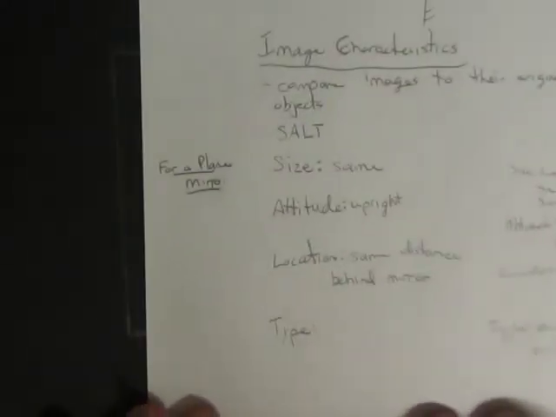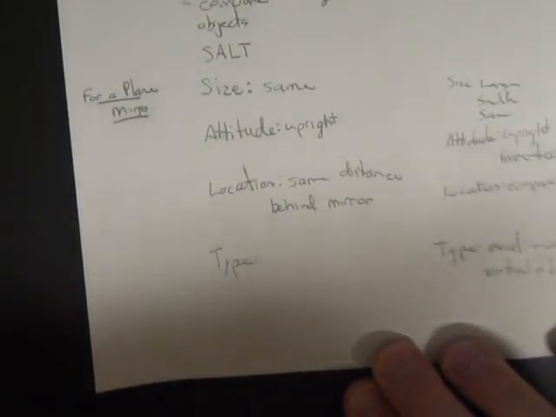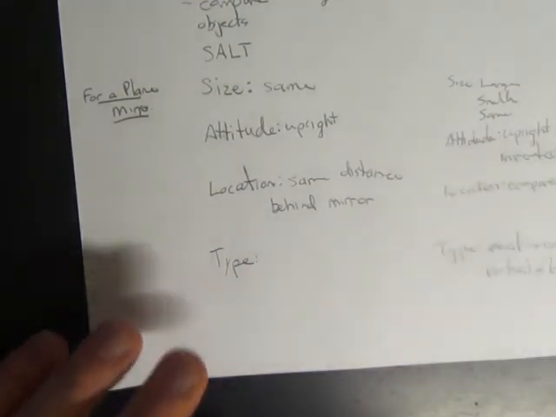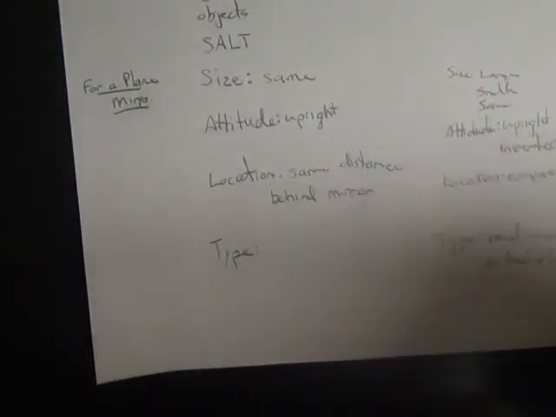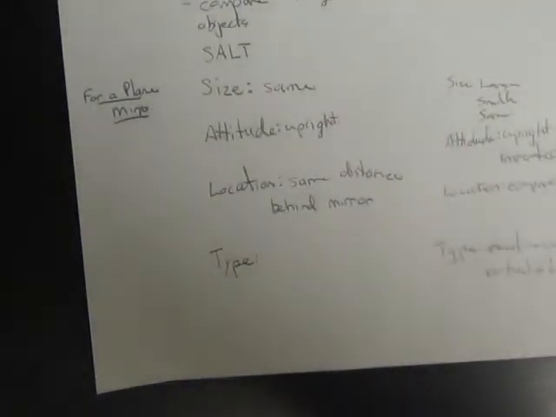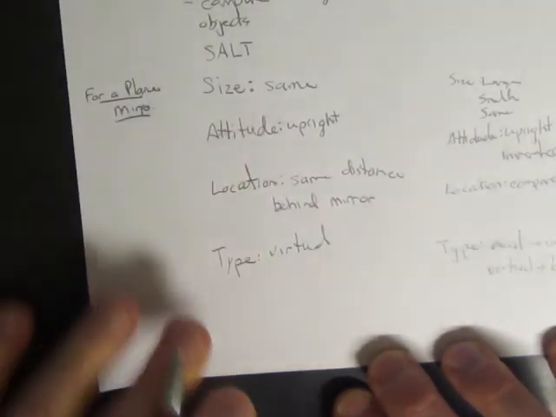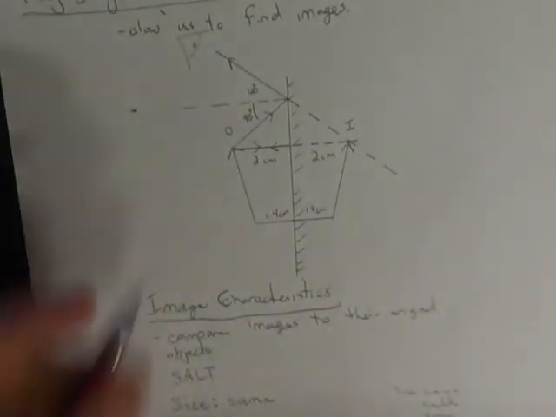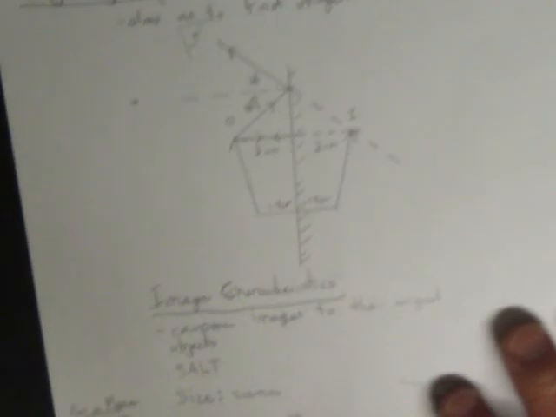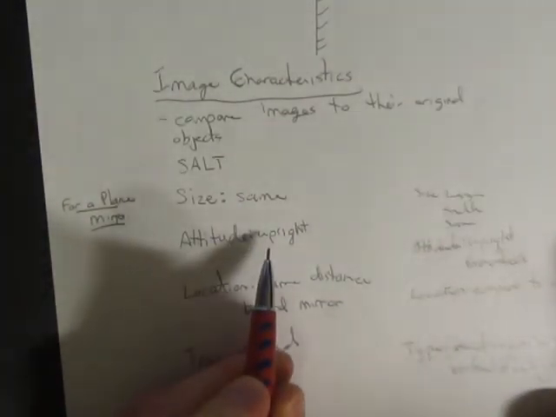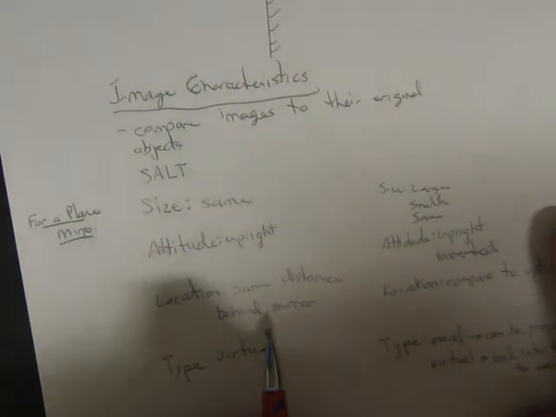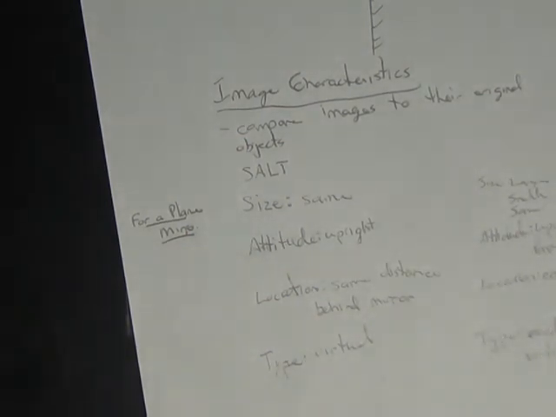So what type is this for a plane mirror? What do you think? Virtual. I have to look into the mirror. It's virtual. So, for a plane mirror, when we do a ray diagram to locate its image, we find that it's the same size, it's upright, the image is the same distance behind the mirror, and it is virtual.